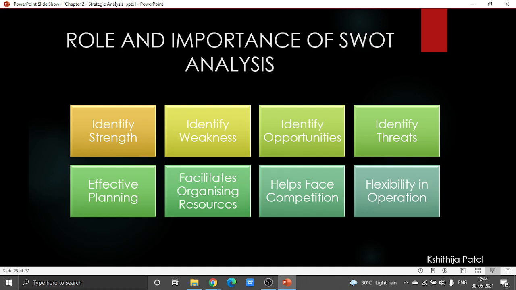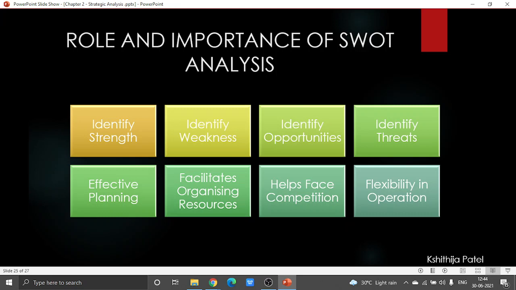So now we shall see the role and importance of SWOT analysis. When we speak about role and importance, definitely the first four we can tell are that it identifies the strengths, weaknesses, opportunities and threats.